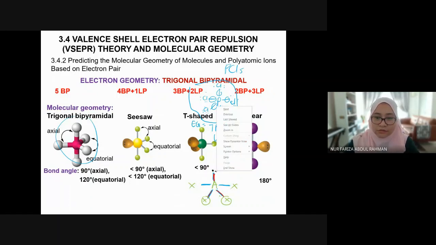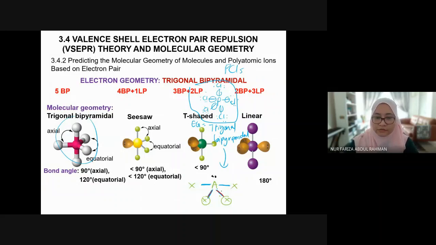So what will be the molecular geometry for this? Okay, don't forget to delete the line first. For this one, delete the line. So dekatkan sikit lah kot. Delete the line. Yep.